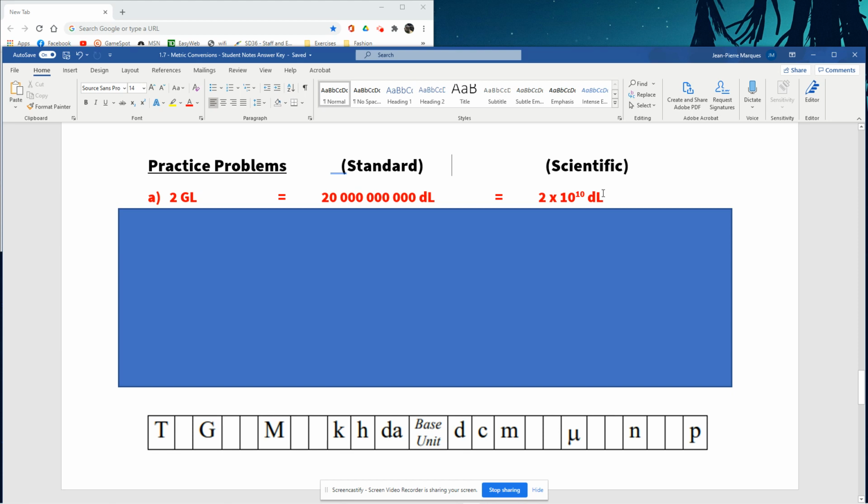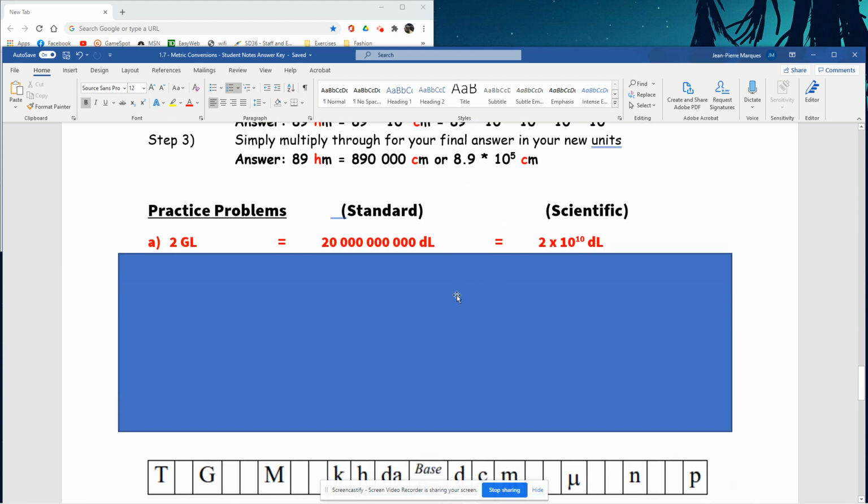The point being, though, is that for each 10 that you move, you add a 0 onto your digit. And it's really important that the number of sig figs in your starting value, whatever it is, should be the same in your converted value. So 2 gigaliters, 1 sig fig. 20 trillion, no, that's billion. I think it's almost 20 billion deciliters. Okay, 1 sig fig. 2 times 10 to the 10 deciliters, also 1 sig fig. So you should have the same number of sig figs in your values.